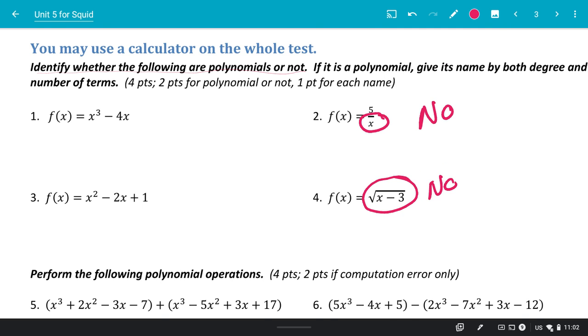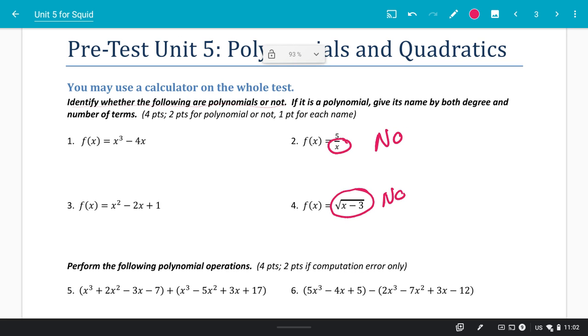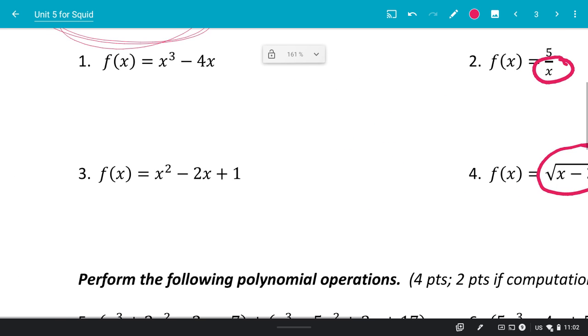Now, if it's a polynomial, we need to name the polynomial. There's two ways to name the polynomial. What are they? Degree and number of terms. Good. Degree and number of terms. It tells you that right there in the directions.